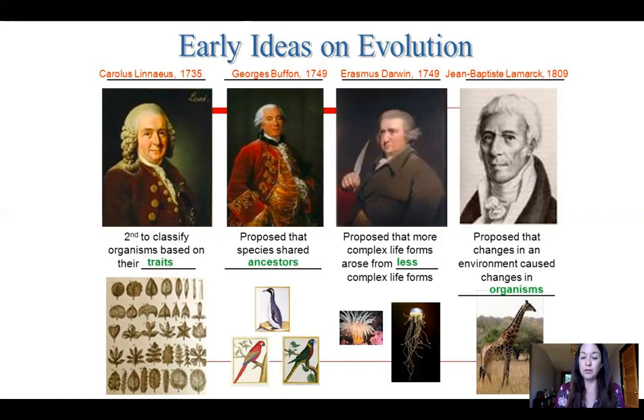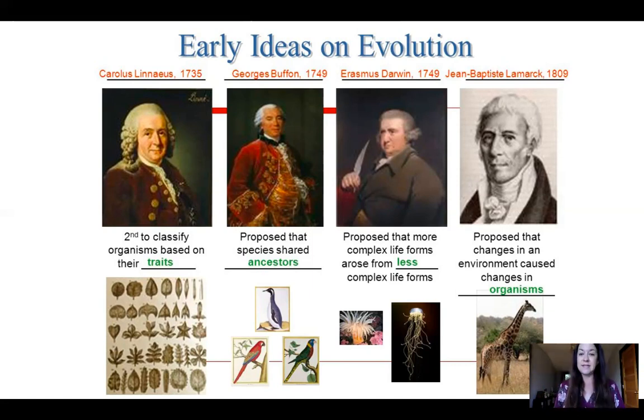Georges Buffon in 1749 proposed that species shared ancestors. So when you looked at birds, for example, birds were birds because birds had an ancestor that was also a bird. And things like elephants were elephants because elephants had an ancestor that was also an elephant. So this idea that they had a common ancestor that passed on these traits to them is why they were the way that they were.